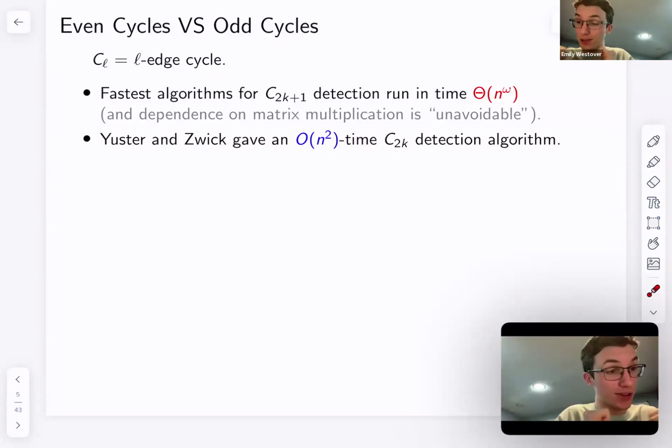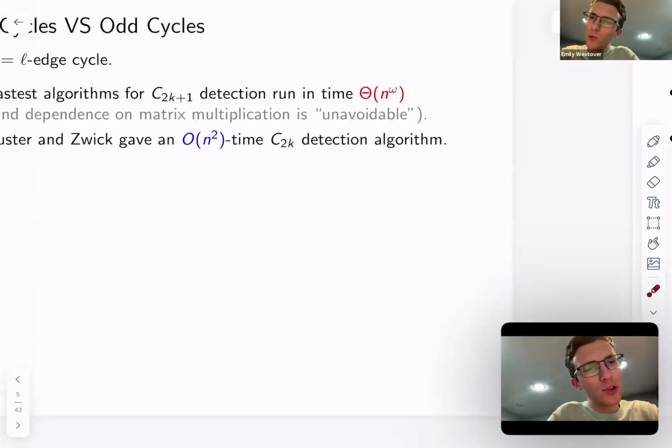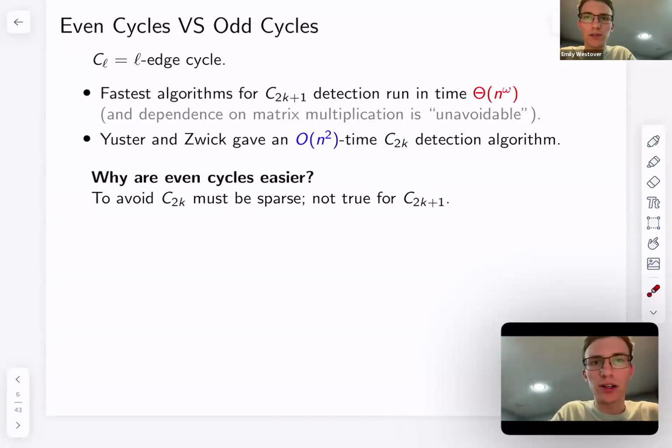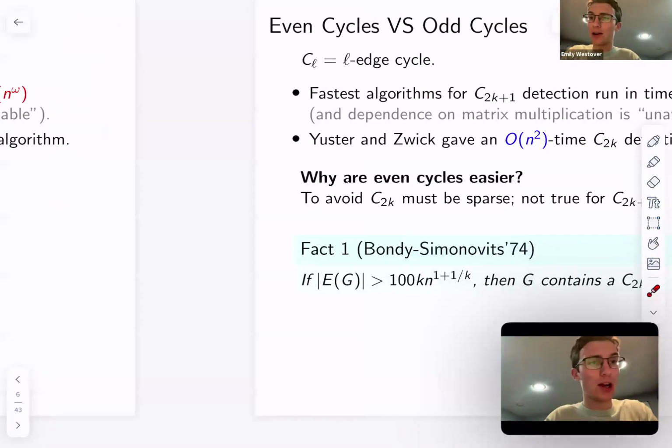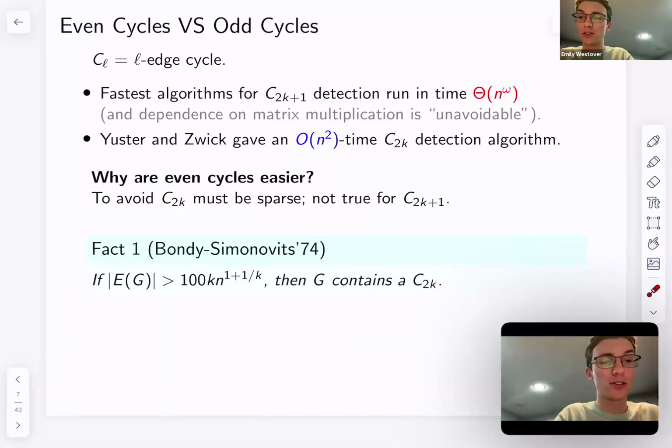But in contrast, even cycles are a very different story, at least for detection. Yuster and Zwick in 1997 gave a quadratic time algorithm for detecting any constant length even cycle. So why is there this big difference? Why are even cycles so much easier? It's because in order to avoid an even cycle, your graph has to be sparse, whereas you can have a very dense graph that avoids odd cycles.